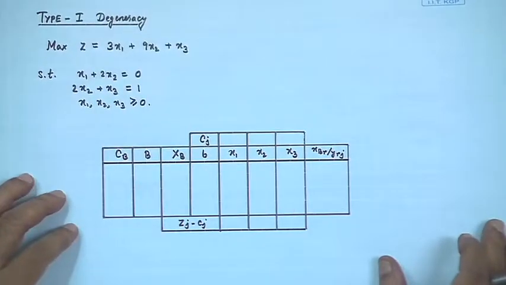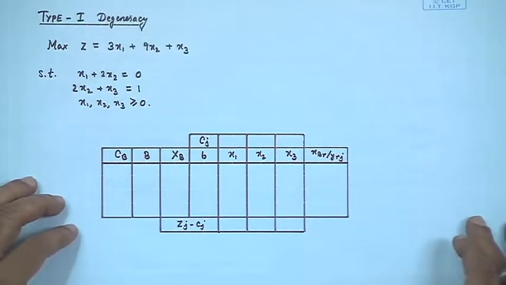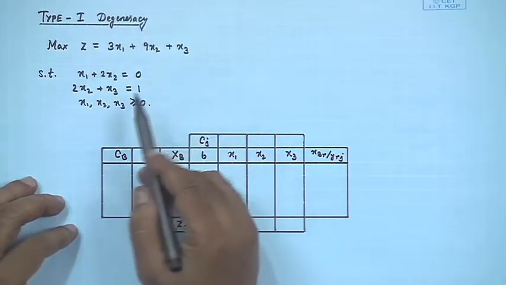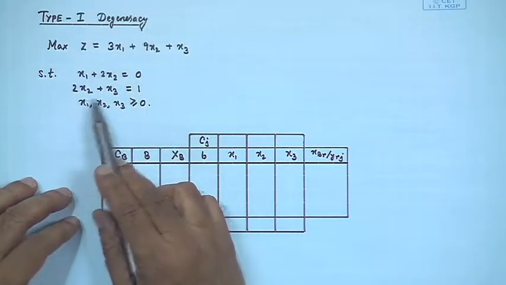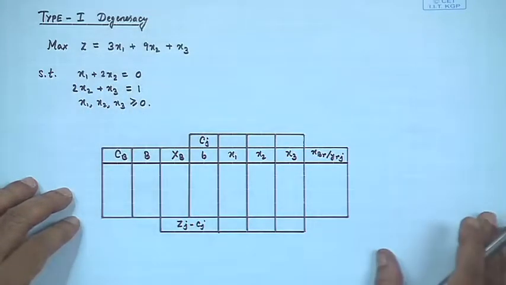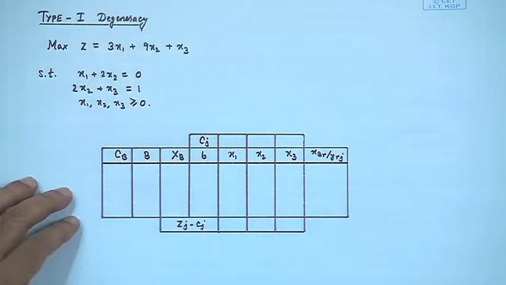Let us explain this with an example. First, let us take type 1 degeneracy: maximize z equals 3x1 plus 9x2 plus x3, subject to x1 plus 2x2 equals 0, and 2x1 plus x3 equals 1, and x1, x2, x3 greater than or equal to 0.